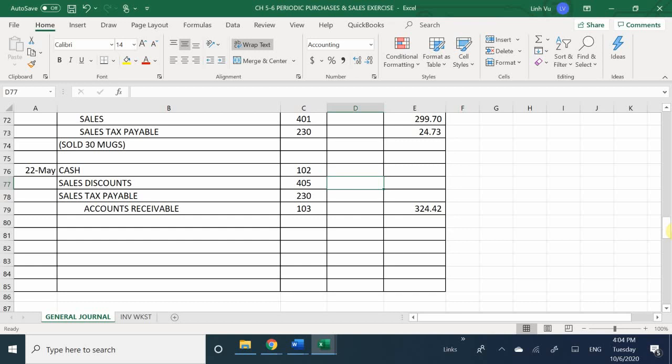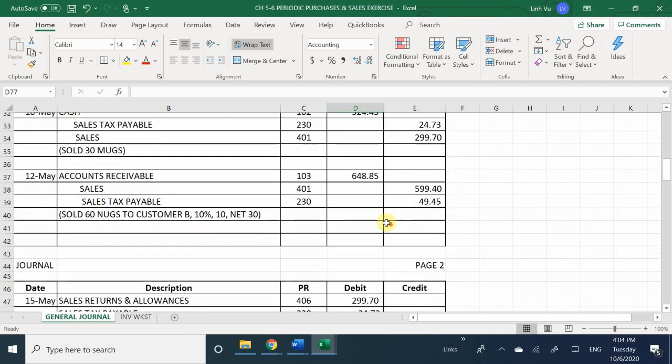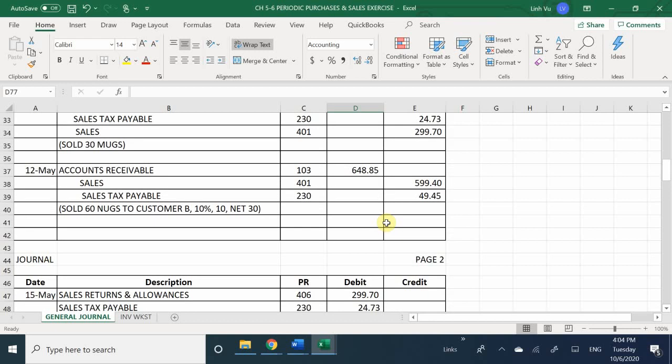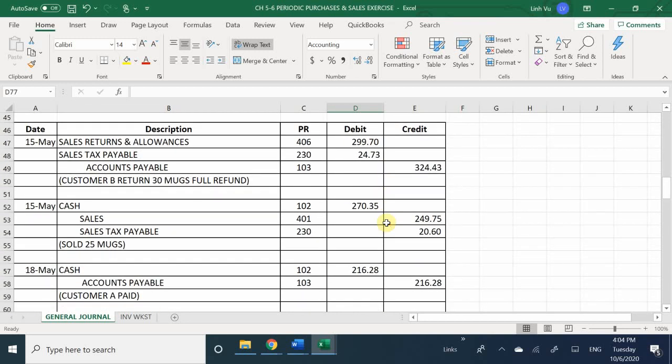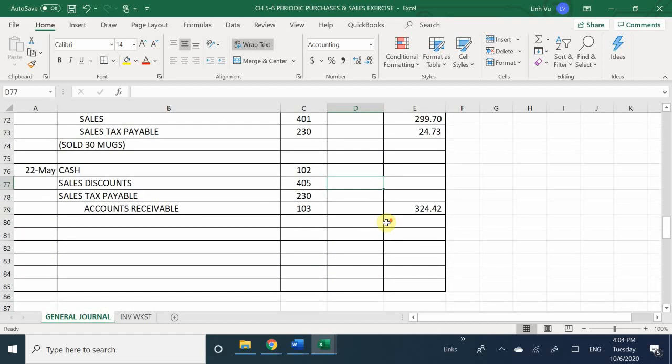Okay, remember, you cannot take a discount with the sales. Maybe let's go back to the actual transaction. On the 12th of May, how many items did we sell to him? 60. How many items did we refund on the 15th? 30. So how many items does he actually still have? He has 30 items. Good.